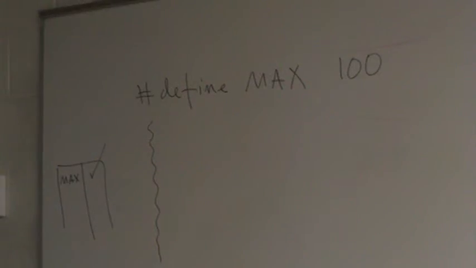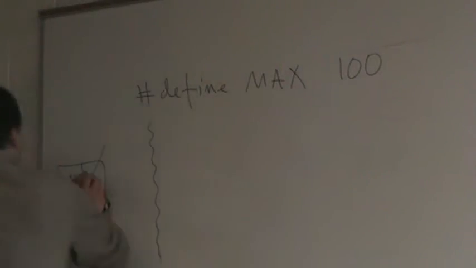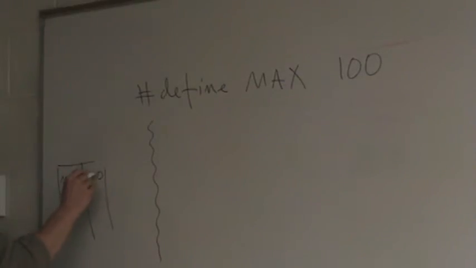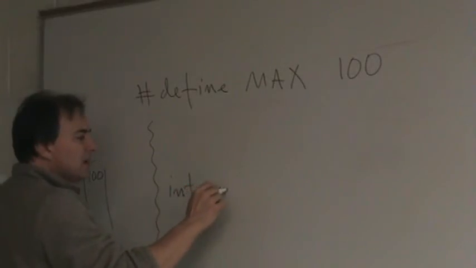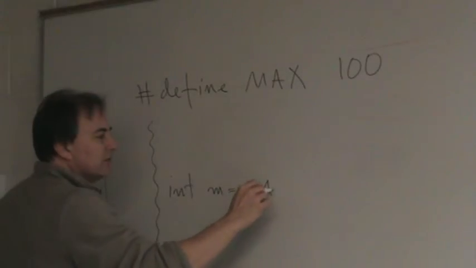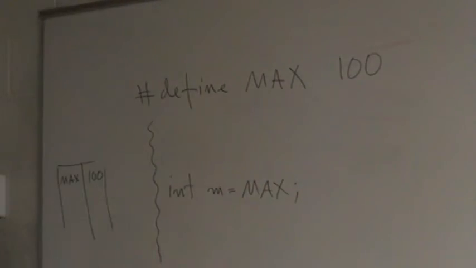Well, if that's what happens there, then rather than just say, okay, it's defined, it will put a value of 100. And maybe later in your code you'll say int m is equal to max. You see this right here? So if the preprocessor comes across this pound define, it makes an entry into its table.